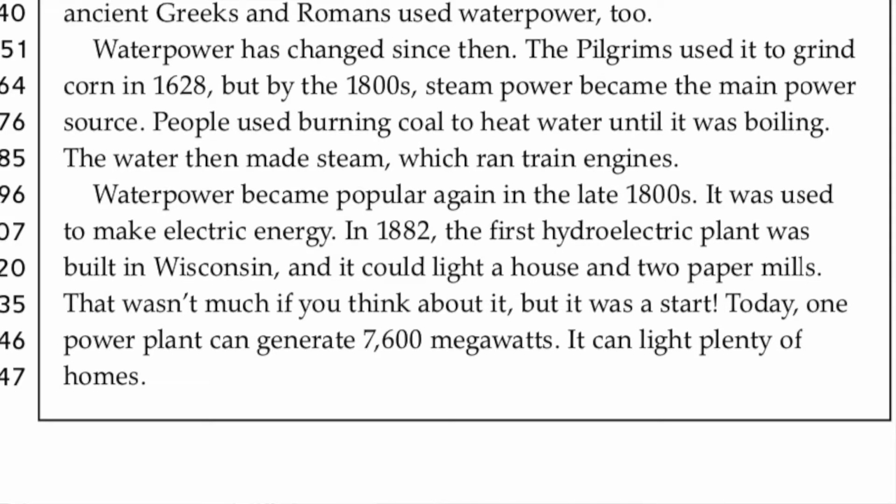Water power became popular again in the late 1800s. It was used to make electric energy. In 1882, the first hydroelectric plant was built in Wisconsin, and it could light a house and 2 paper mills. That wasn't much if you think about it, but it was a start. Today, one power plant can generate 7,600 megawatts. It can light plenty of homes.